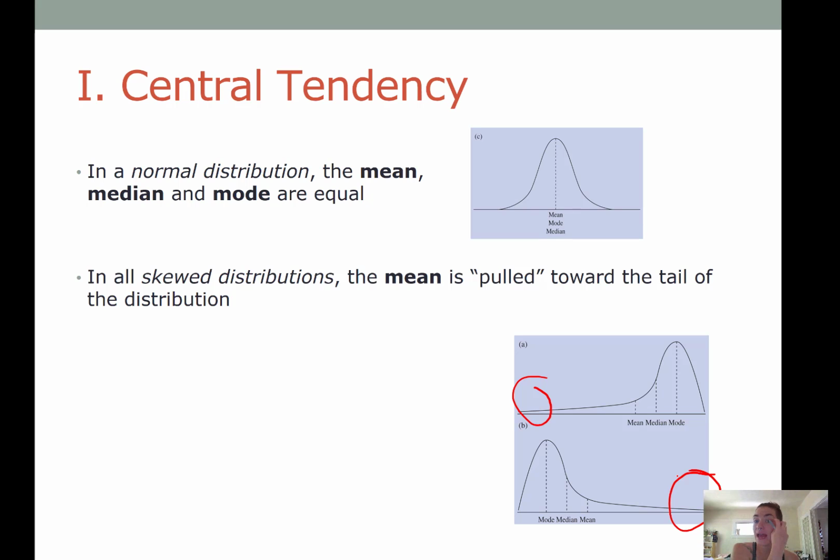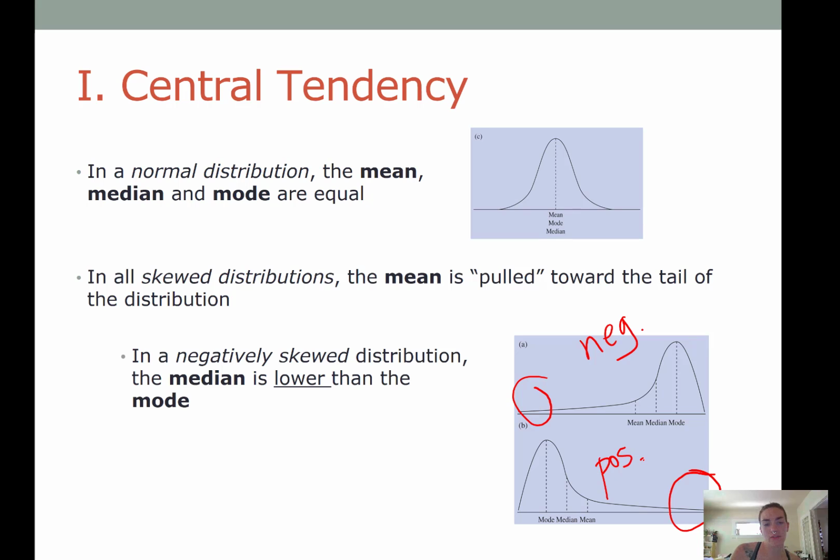So you can see in a negatively skewed distribution, right? This is negatively skewed because the tail is on the left. So in a negatively skewed distribution, the mean will be to the left of the median, and the median will be to the left of the mode. The mode, remember, is just the peak of the distribution. And in a positively skewed distribution, those extreme values that are way out in the tail pull the mean towards the tail. So the mean is to the right of the median and the median is to the right of the mode.